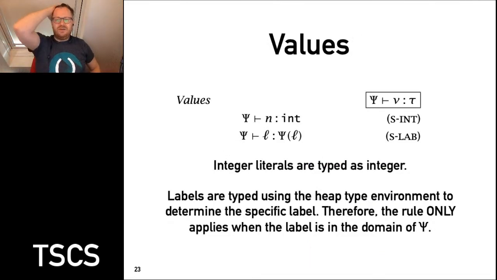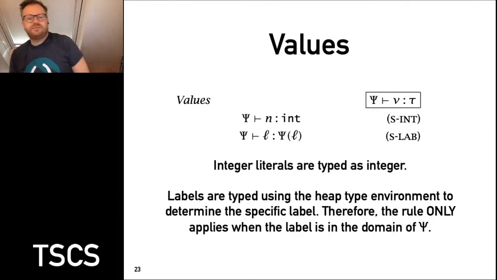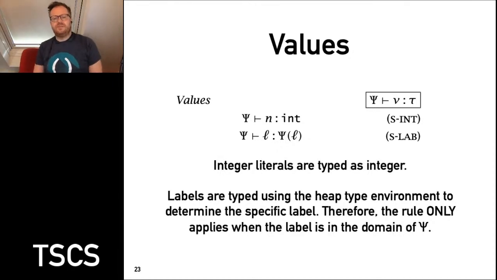Okay, let's look at values. For this we have this big Ψ environment, and the typing of values is always like, if you have a number literal, this is always an integer. This is the S-int rule. And then you have the label rule, which basically is a recursion that takes you, okay, it is the Ψ type of the label. So labels are using the heap type environment to determine the specific label. So the rule only applies when the label is in the domain of Ψ.